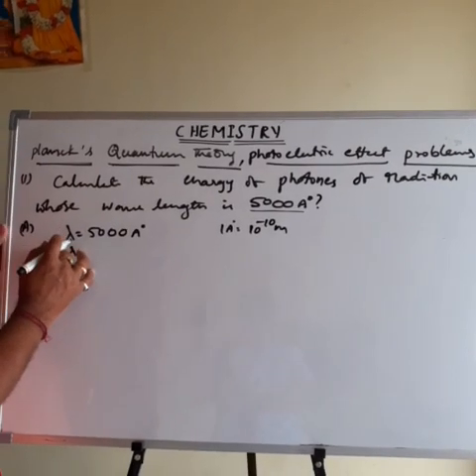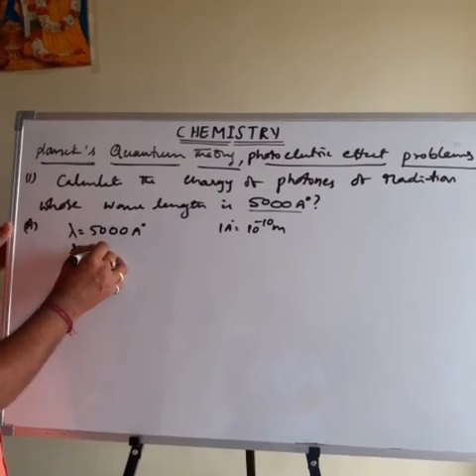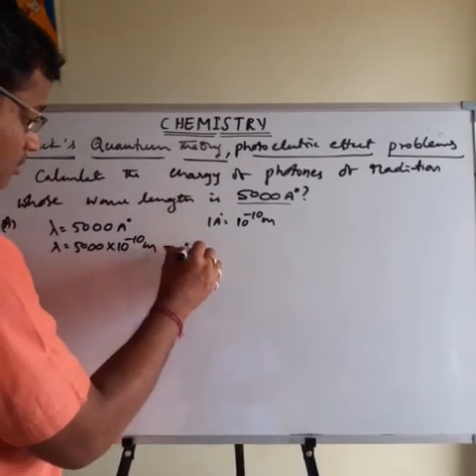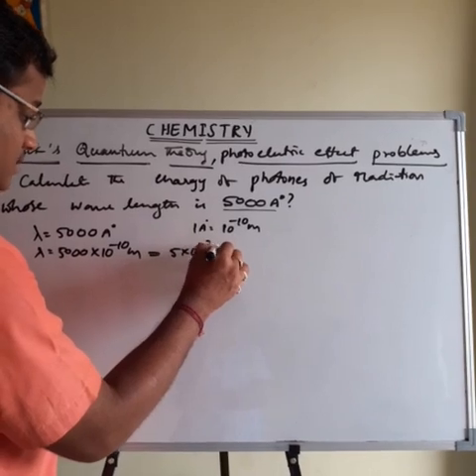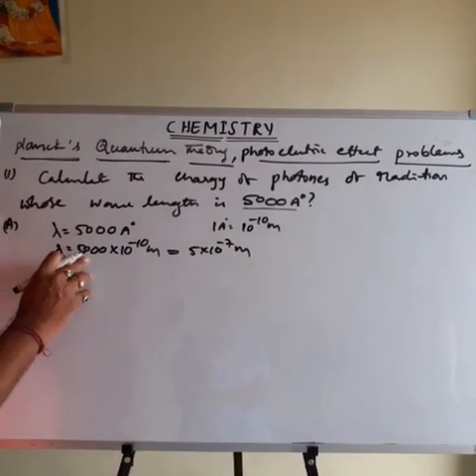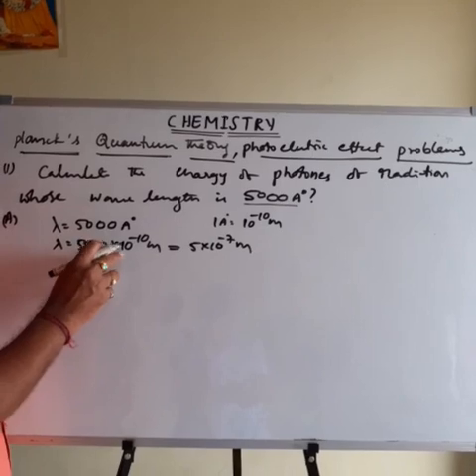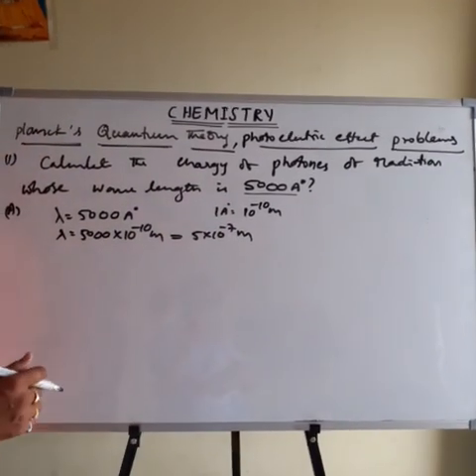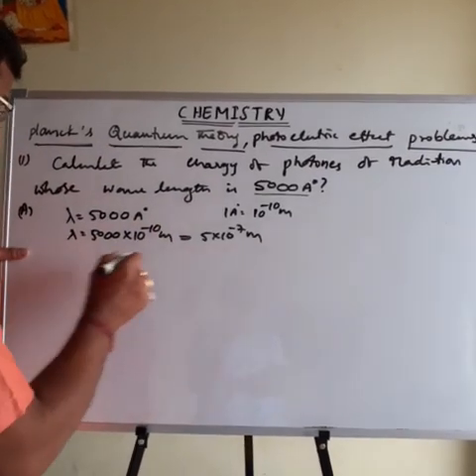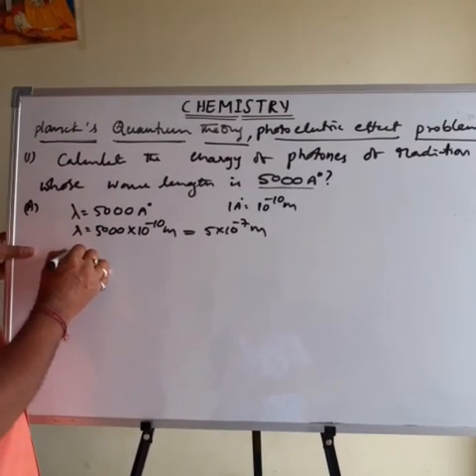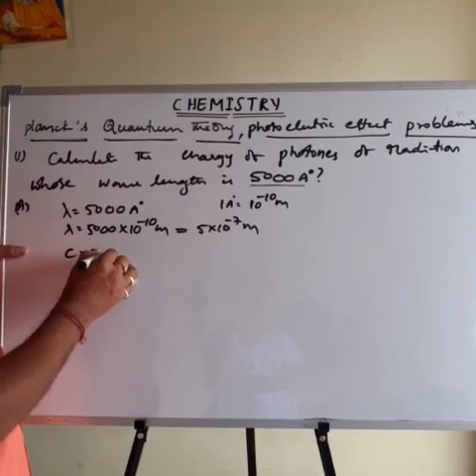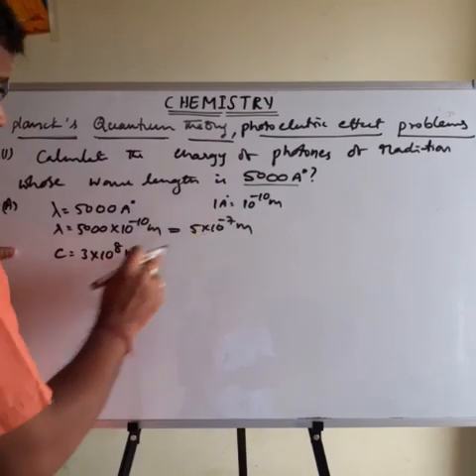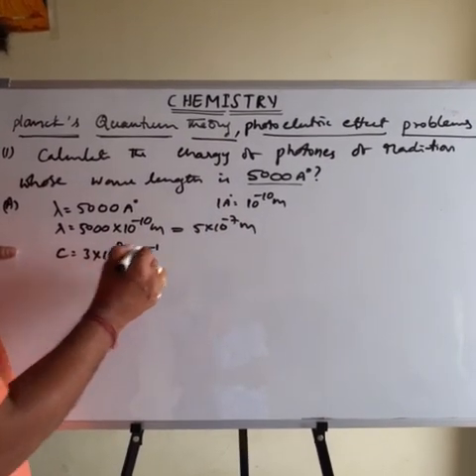Therefore lambda is equal to 5000 into 10 power minus 10 meter, or 5 into 10 power minus 7 meters. Because 5000 is 5 into 10 power 3, and 10 power 3 into 10 power minus 10 means 10 power minus 7. Okay, so that is the lambda value. The next one is c, velocity of light, 3 into 10 power 8 meter per second. Why? Here I have taken the wavelength in meters, that's why velocity is also taken in meters per second.